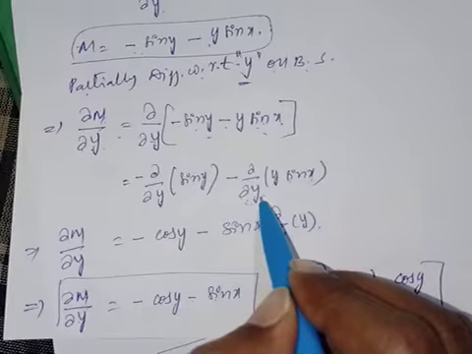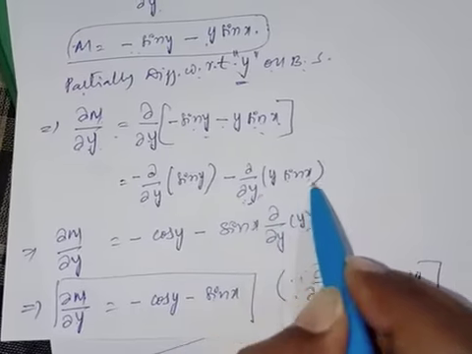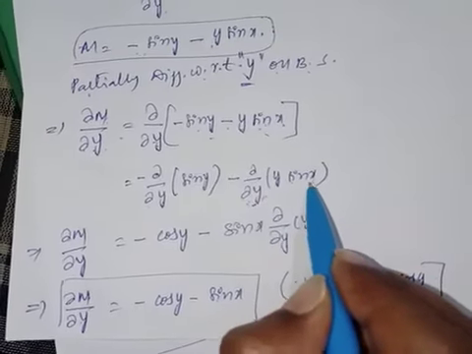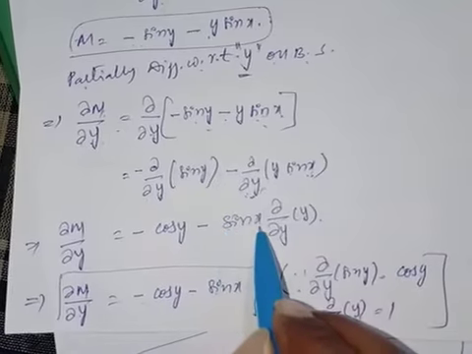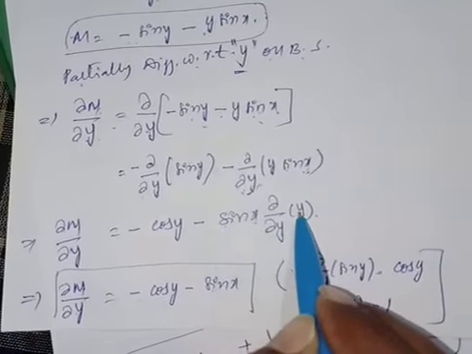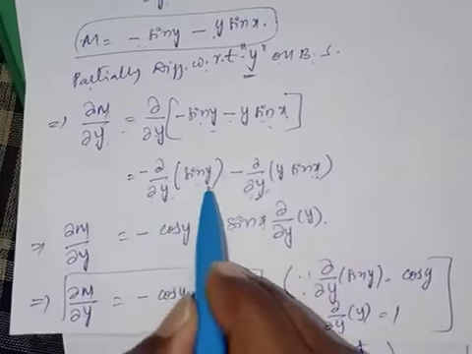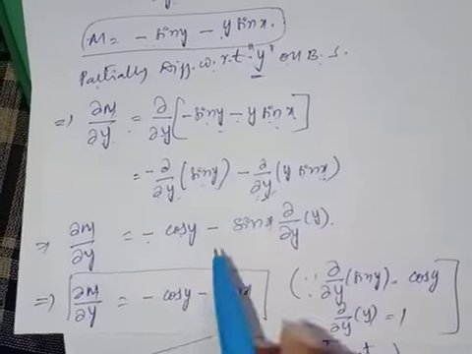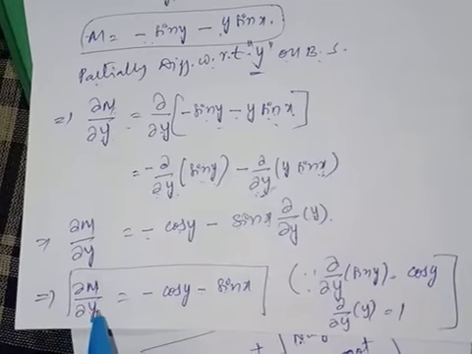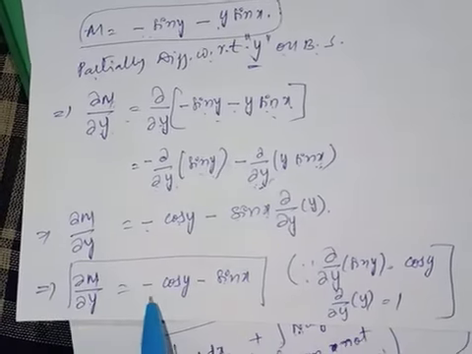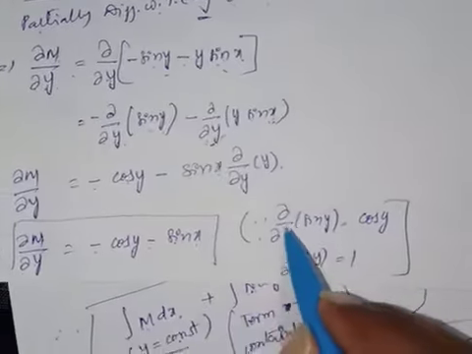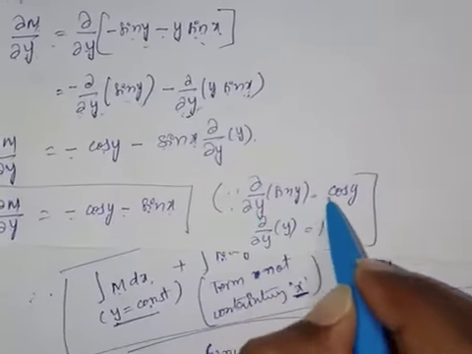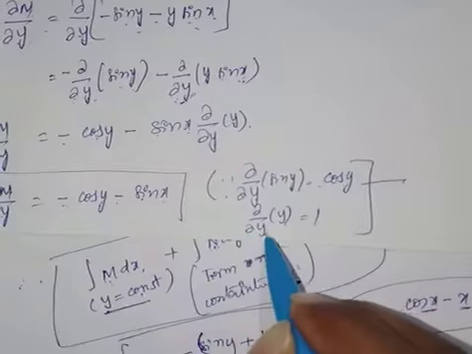In partial differentiation, the variable is y, so we can treat the other variable as absolutely constant, so taking sin x common, del by del y of y. Here del by del y of sin y is cos y, and it has a negative sign, therefore del m by del y is equal to negative cos y minus sin x. Since we know that del by del y of sin y is equal to cos y, del by del y of y is 1.